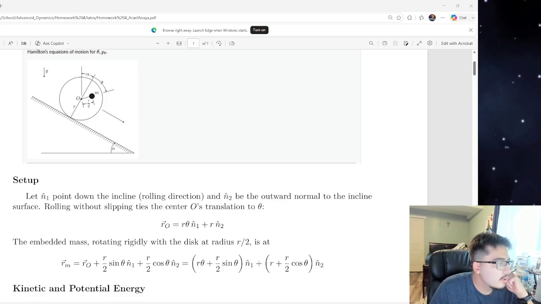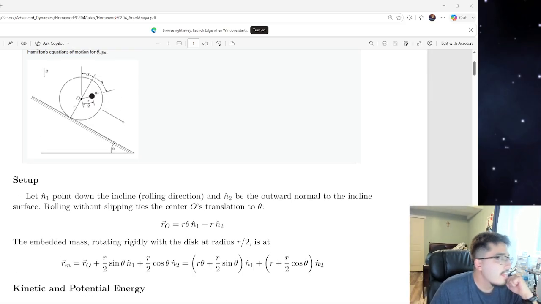First, I solved for the vector from this inertial reference frame down here up into the center of the disk, RO. In the N1 direction, which is going down the ramp, we know it's going to travel an arc length, so that's just the radius of the disk times the angle we've traveled. And in the N2 direction, upwards, we're just moving this R distance from the bottom of the ramp.